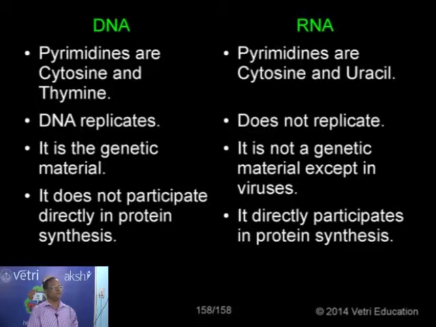As a general rule, DNA replicates and RNA does not replicate. In most individuals DNA acts as the genetic material, and RNA does not act as genetic material, except in the viruses where we have RNA as the genetic material. As a general rule, DNA doesn't take part directly in protein synthesis, but RNA takes part directly in protein synthesis, and DNA is dependent on RNA for protein synthesis. So these are some of the differences between RNA and DNA.